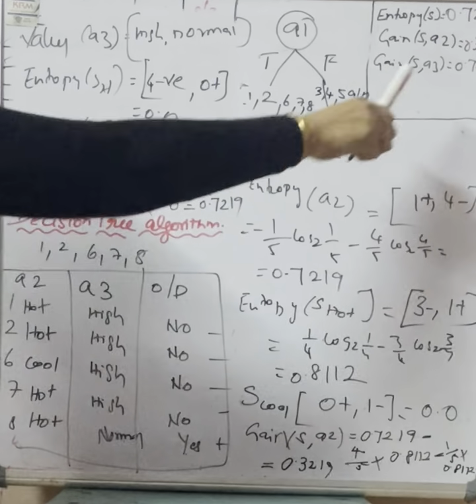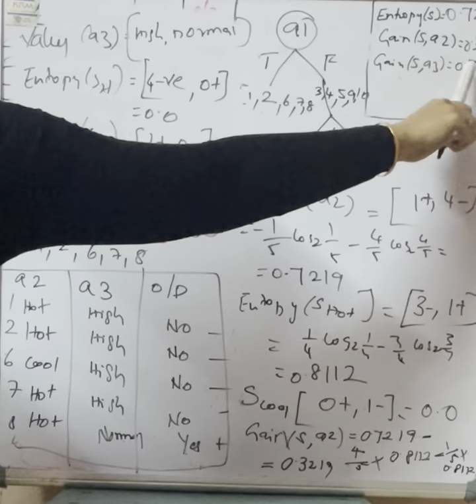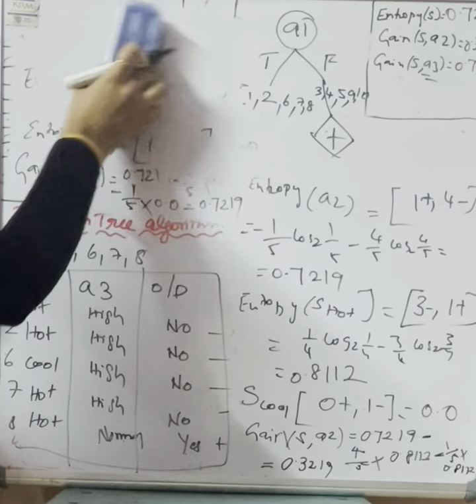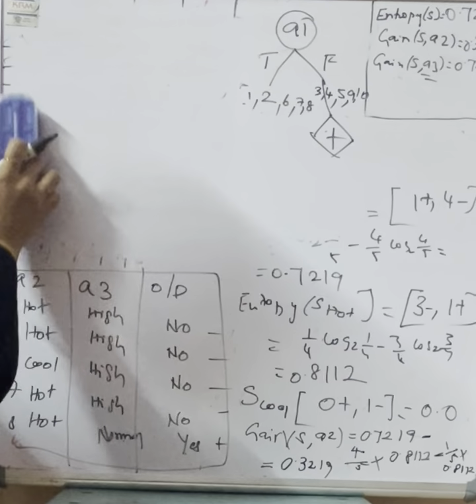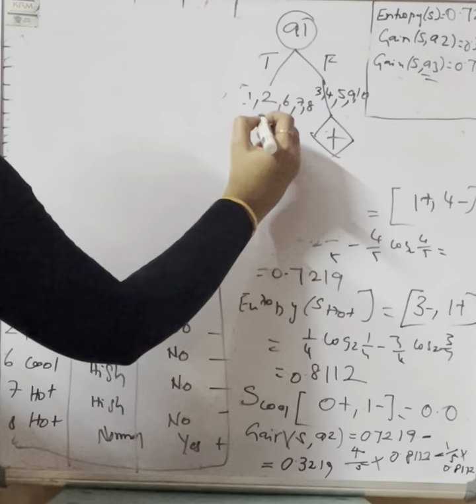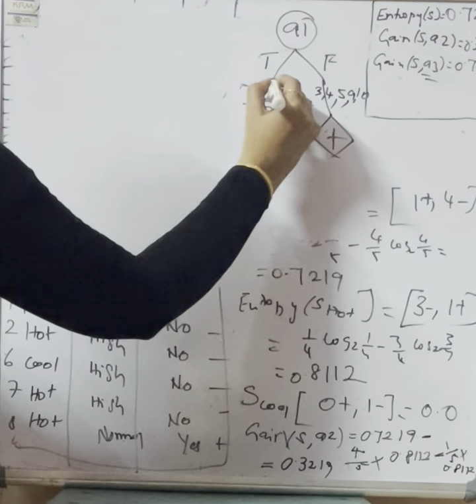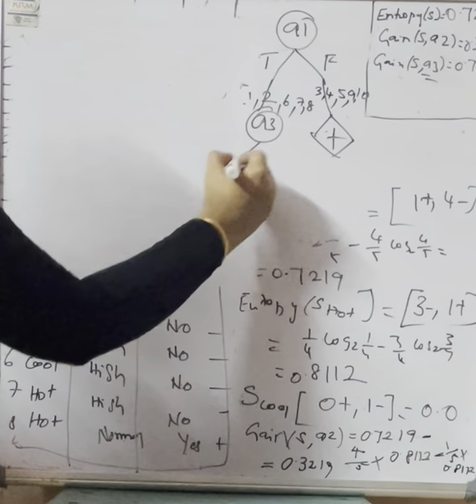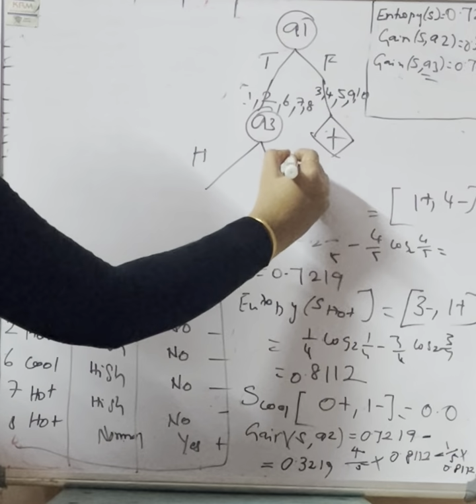So now compare these two values. It is 0.3 and it is 0.7. Obviously A3 wins the race. So you have to place A3 as the next level node. So this is A3. How many values are there in A3? High and normal. So we have high and normal, 2 branches.